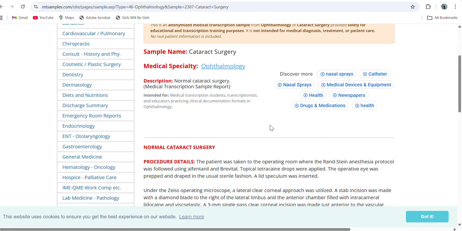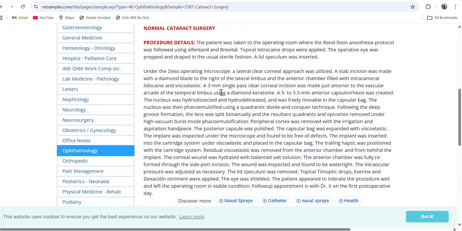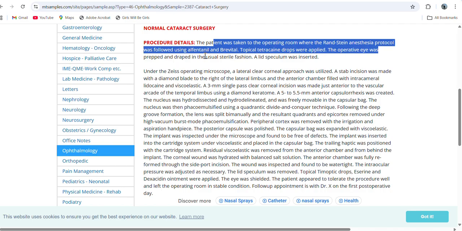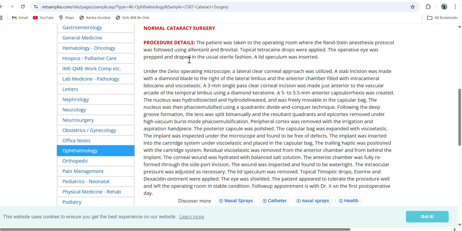Okay, this is a simple operative procedure of the cataract. Here the patient was taken to the operating room, where the anesthesia protocol was followed using propofol and alfentanil. Topical tetracaine drops were applied, the operative eye was prepped and draped in sterile fashion, and a lid speculum was inserted. So what is the technique here? We are using an operating microscope, a highly recommended microscope used during ophthalmology procedures.